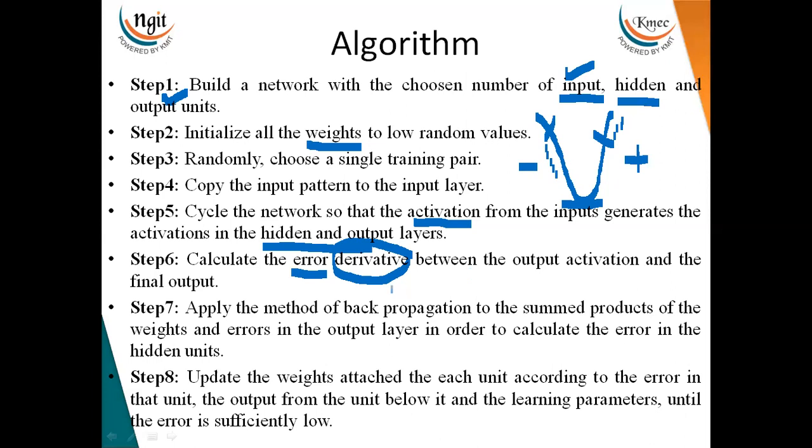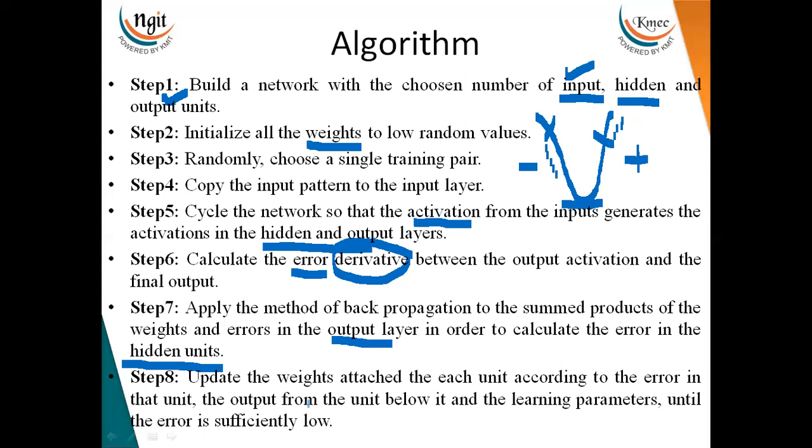Then based on this, the weights will be updated in the reverse direction, which means you have to move from the output layer to the hidden layer to the input layer. And based on the updating of weights and biases, you will again get new values for your weights and biases.